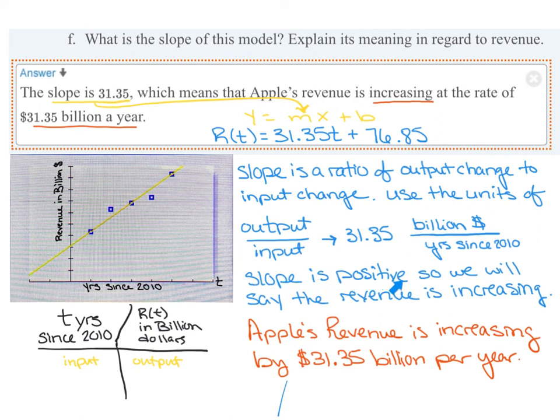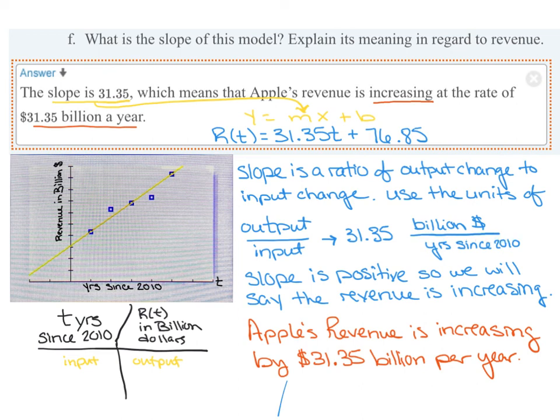Since our slope is positive, we will be saying that the revenue is increasing. Now, if our slope was negative, we would say that it's decreasing. And we can easily see here in our line that it's definitely increasing. So the sentence for interpreting slope would be Apple's revenue is increasing by $31.35 billion per year. And this right here is the per part.